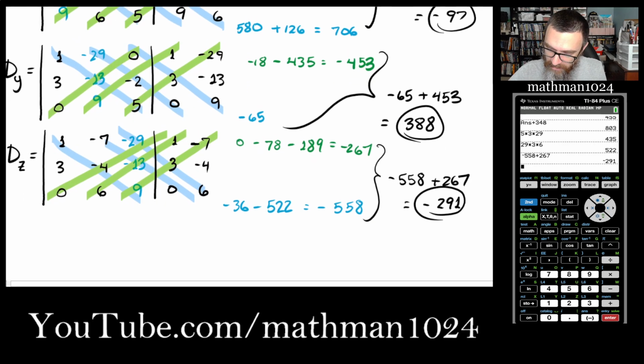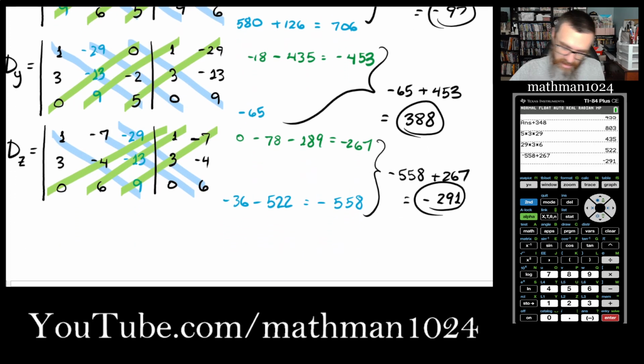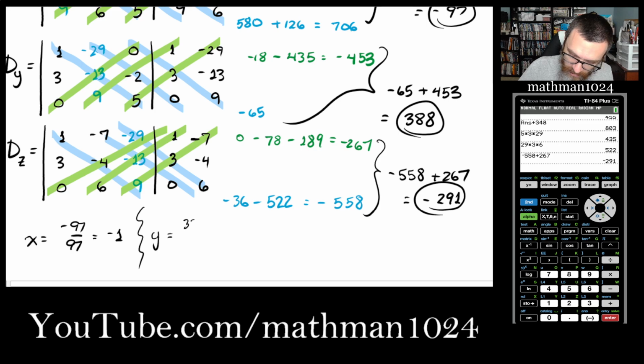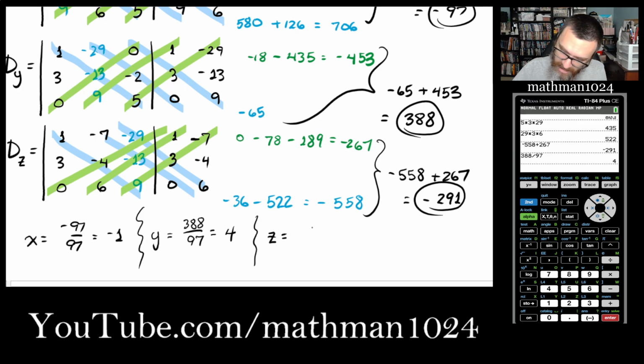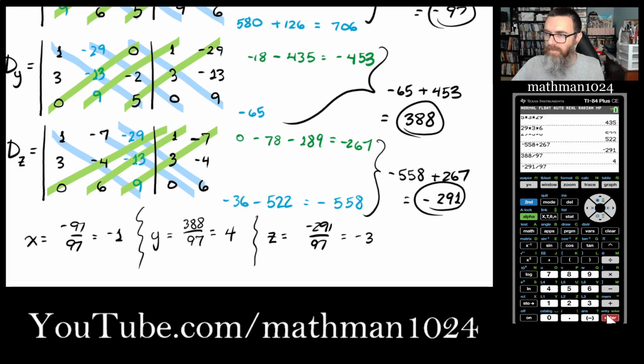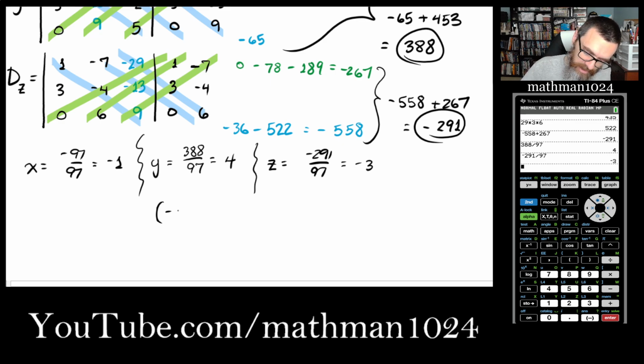So let's take all these and let's see. Our main D value was 97. So X is going to be negative 97 over 97. So that's negative 1. My Y value is 388 divided by 97, which should be 4. Let's just double check that. 388 divided by 97. Okay. And then Z is negative 291 over 97, and that should give me negative 3. Just to double check. All right, so it means that my solution for the system is the ordered triplet negative 1, 4, negative 3.